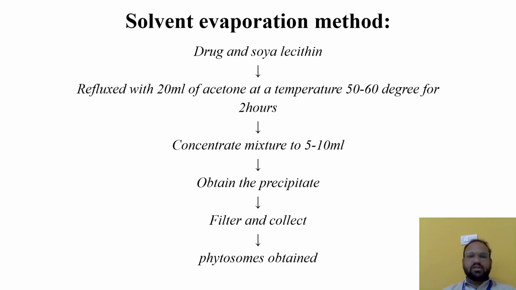Solvent evaporation method. As previously discussed, drug and soya lecithin are refluxed with 20 ml of acetone at a temperature of 50 to 60 degrees Celsius for 2 hours. Concentrate the mixture to 5 to 10 ml. Obtain the precipitate, filter and collect. The phytosomes are obtained.